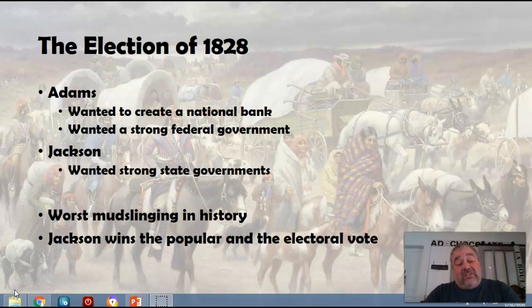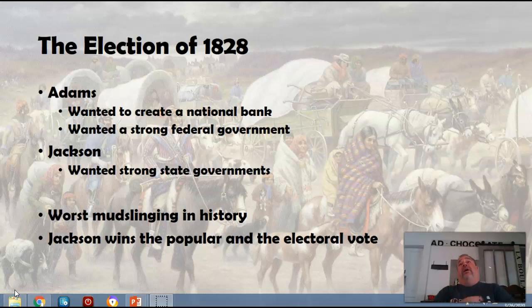So in the election of 1828, we have two totally different ideologies. John Quincy Adams, who's running again, wants to create a national bank. Andrew Jackson was totally against the national bank. He felt the national bank only benefited the rich. He wanted a more state-level bank. And I'll be honest, state level is going to help the poor common man on a more level.